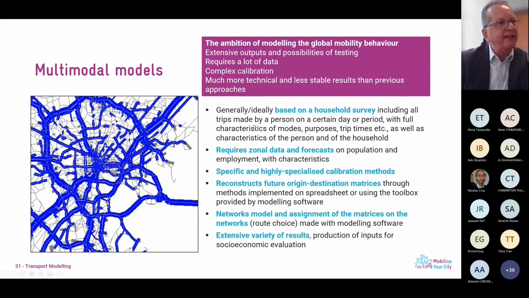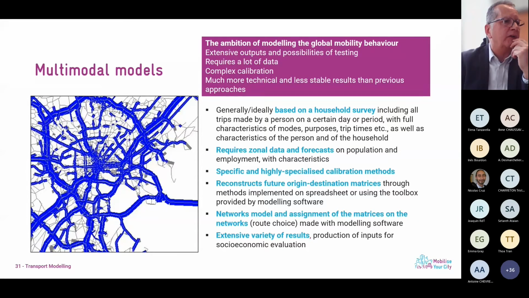So generally, ideally, they are based on household survey, where you ask people what trips they made the previous day, and you combine that with the personal data. It requires zonal data and forecasts on population and employment with the characteristics that are characterizing their mobility behavior. There are specific and highly specialized calibration methods, mostly to calibrate the choice of the mode of transport.